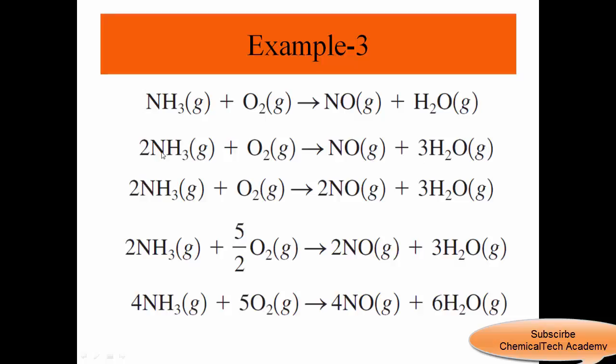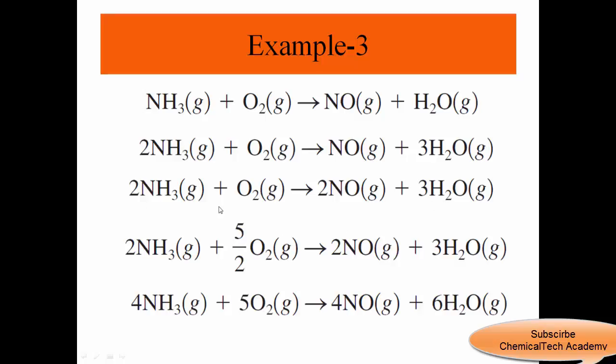So let's check the nitrogen. Nitrogen here we have 2, and on the right hand side we have 1. So we need to place 2 in front of NO. So now 2 NH3 plus O2 gives 2 NO plus 3 H2O.